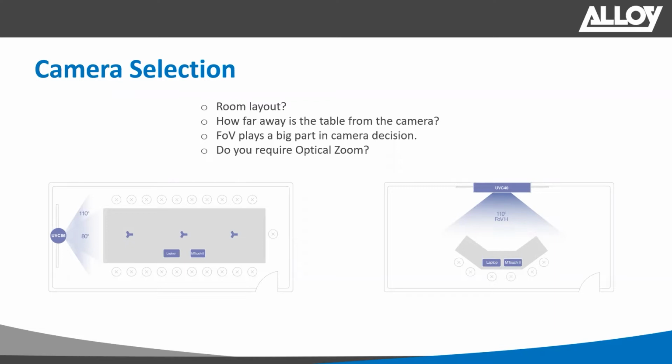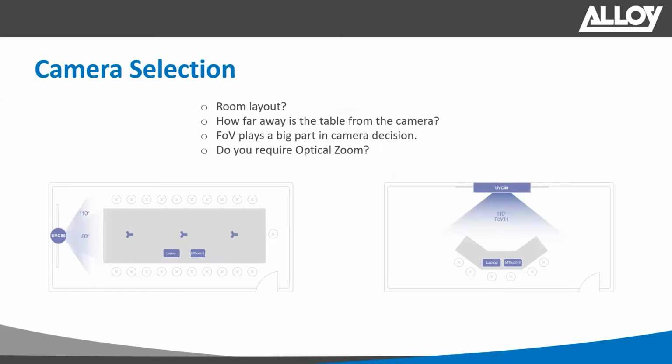So on that picture where we have the short edge table, that camera is a perfect solution for the way the room is set out and the way that table is configured. Now, if we look at the second picture, we have the UVC 40. The table has the wide edge facing the camera. With this, if we want to pick up the entire room, we need a wider field of view. So we need to make sure that the camera we choose has a field of view that's wide enough to pick up that table. That also is determined by how far away that table is from the camera. Obviously the closer the table is to that camera, the wider the field of view needs to be to pick up the participants on that table. The further away it is, the more we can get away with a narrower field of view.